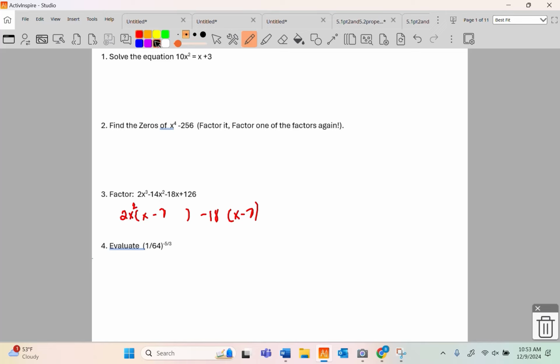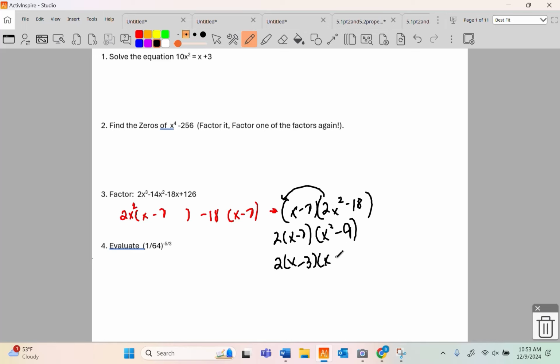So what do we have here? We have the common factor of x minus 7. The stuff left over is 2x squared minus 18. And those are both even, so I'm going to pull this 2 out to the front. And I'll have x squared minus 9 left over. X squared minus 9 being a dots pattern, difference of two squares. It is going to be x minus 3 and x plus 3. There's your complete factorization.